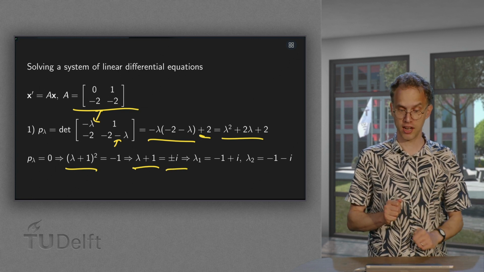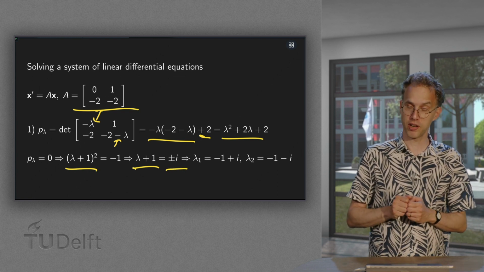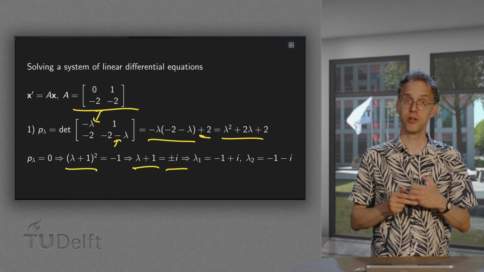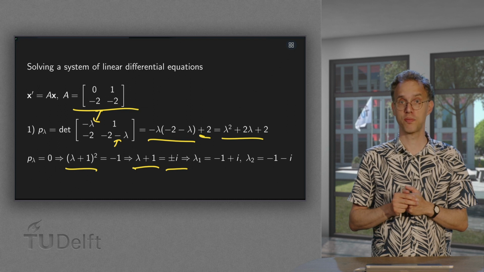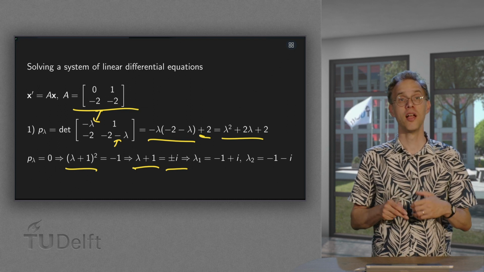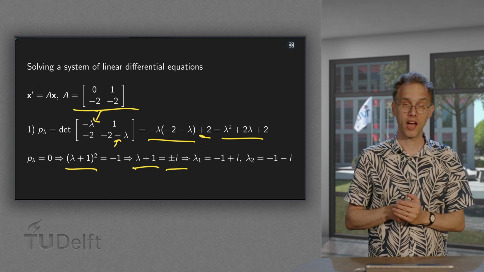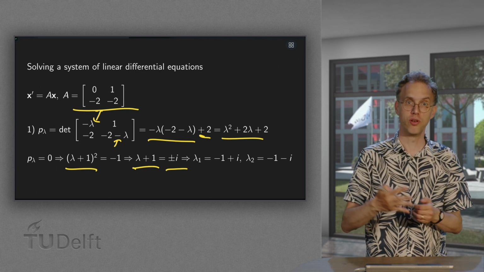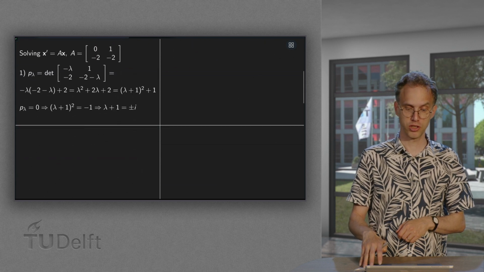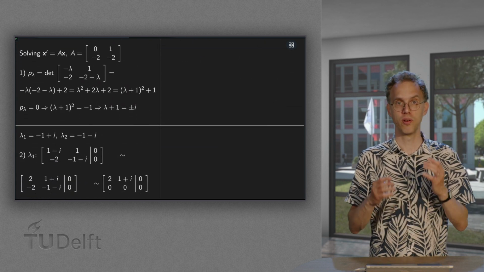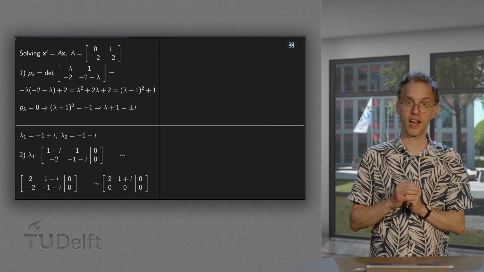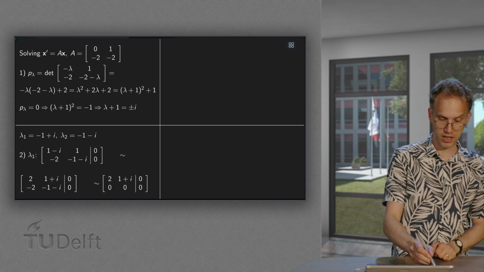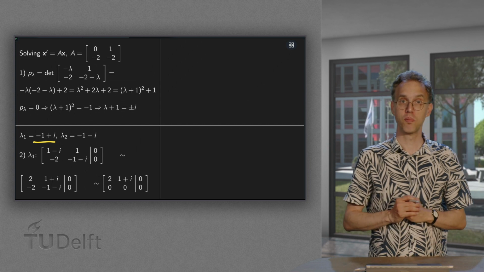And our first eigenvalue, we have lambda 1 equals minus 1 plus i. And as our second eigenvalue, the complex conjugate, lambda 2 equals minus 1 minus i. Now we need only one eigenvector for our solution. Well, if you have found one, we also know the other because it's the complex conjugate of the first one. So then we are there anyway, but we need only the first one. Let's take lambda 1 equals minus 1 plus i.